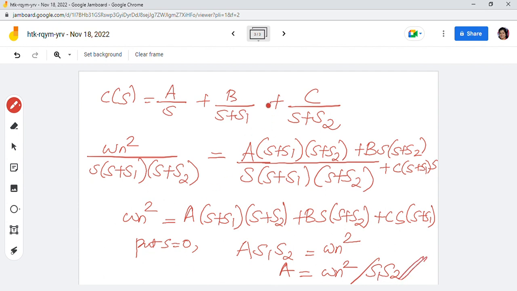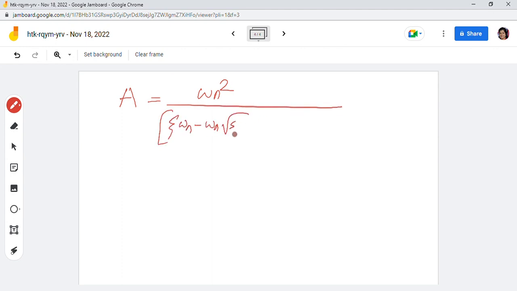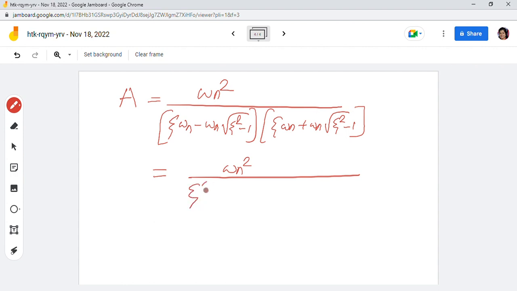Okay. Now we have to substitute the value of s1 and s2 to get the correct value of A. A is equal to omega n square divided by (eta omega n minus omega n root of eta square minus 1) into (eta omega n plus omega n into root of eta square minus 1). Now this is of the form (a plus b) into (a minus b). Here you can write it as eta square omega n square minus omega n square into (eta square minus 1). This is equal to omega n square by omega n square, which is equal to 1.